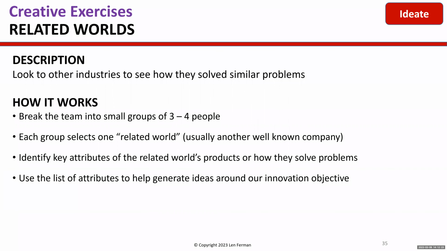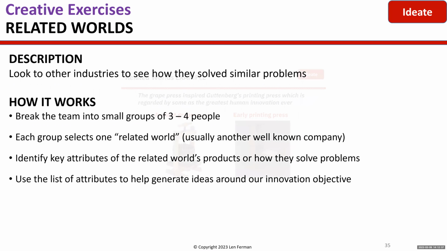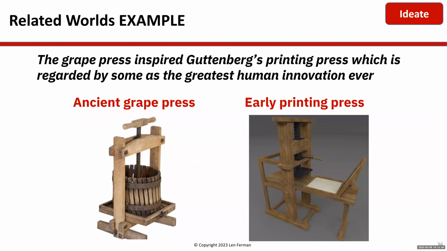This related worlds method of thinking is so powerful that some of the world's greatest innovations used this method, whether the people who came up with the innovation realized it or not. The best example is what's generally considered to be the greatest human innovation ever, the printing press. We know that Gutenberg, who invented the printing press in Germany sometime around 1450, had seen the grape press. The grape press had been in use for centuries to crush grapes in winemaking.